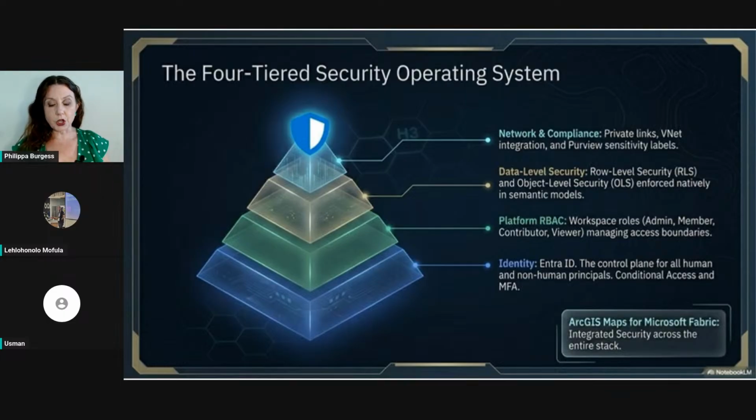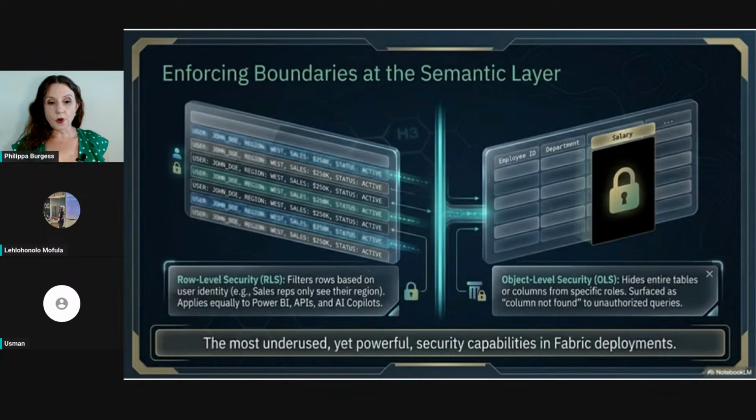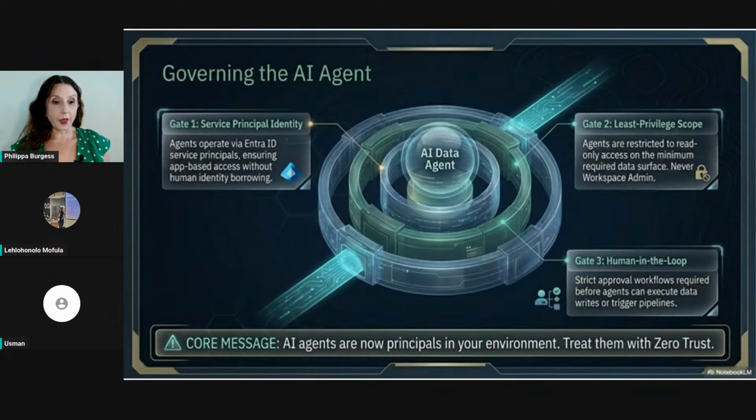And then with ArcGIS Maps, there's integrated security across the entire stack as well. So enforcing boundaries at the semantic level, we've talked about that. It's oftentimes the most underused yet powerful security capability in Fabric deployments. And so being really thoughtful about that, we're going to cover that. And then we've got governing the AI agent. So making sure you have a service principal identity, that the agents operate via Entra ID service principals, ensuring app-based access without human identity borrowing.